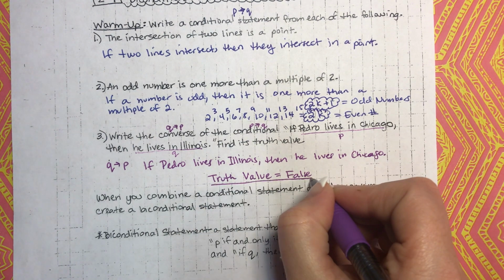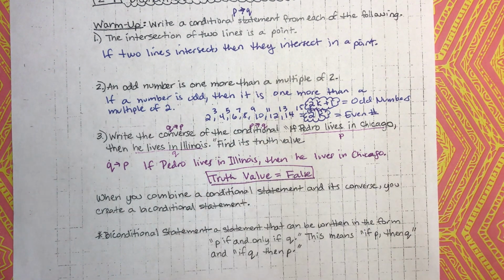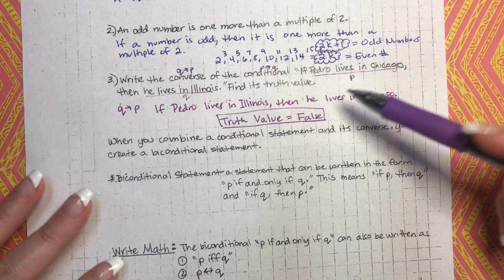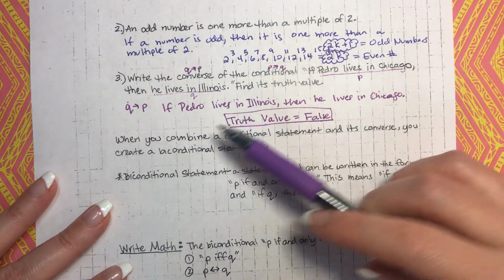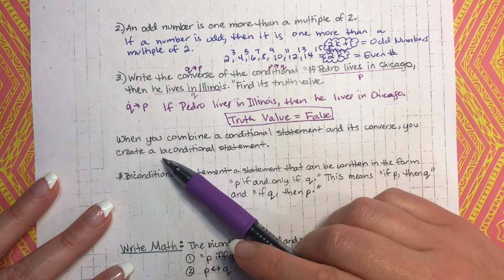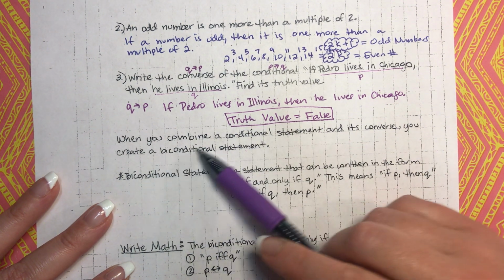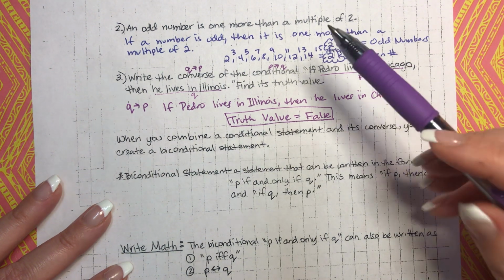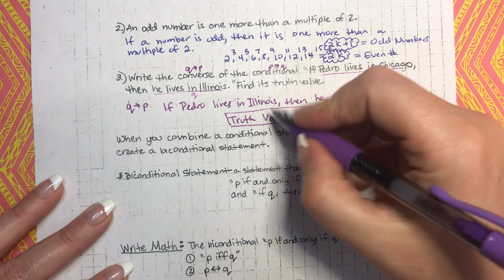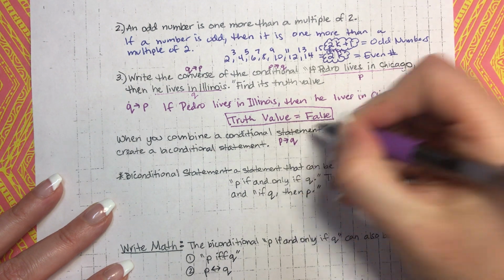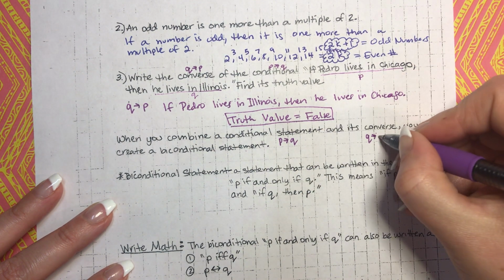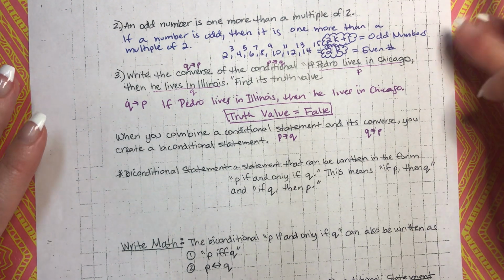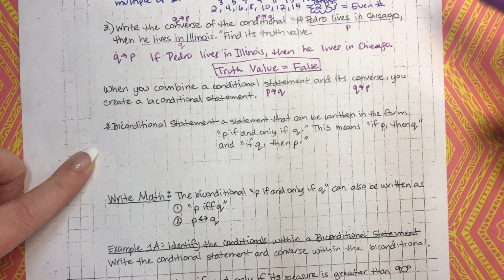Okay, perfect. Let's keep going. So what this says is when you combine a conditional statement and its converse, you create a biconditional. Remember, bi means two. A biconditional statement. So when you combine a conditional statement and a converse, you combine a P to Q and a Q to P, then you get a biconditional statement. And that's what we're going to be discussing in this lesson, biconditional statements.